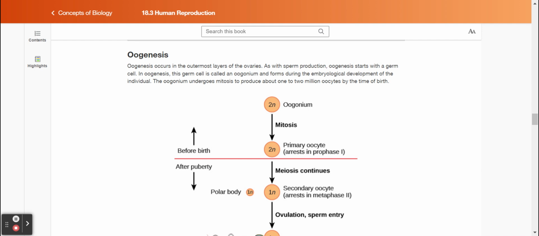Oogenesis. Oogenesis occurs in the outermost layers of the ovaries. As with sperm production, oogenesis starts with the germ cell. In oogenesis, this germ cell is called an oogonium and forms during the embryological development of the individual. The oogonium undergoes mitosis to produce about 1 to 2 million oocytes by the time of birth.